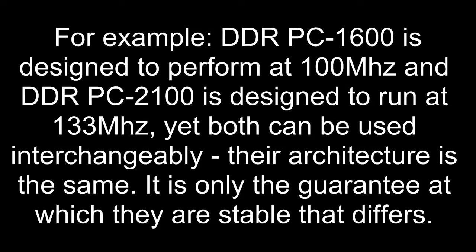For example, DDR PC1600 is designed to perform at 100 MHz, and DDR PC2100 is designed to run at 133 MHz. Yet both can be used interchangeably. Their architecture is the same. It is only the guarantee at which they are stable that differs.